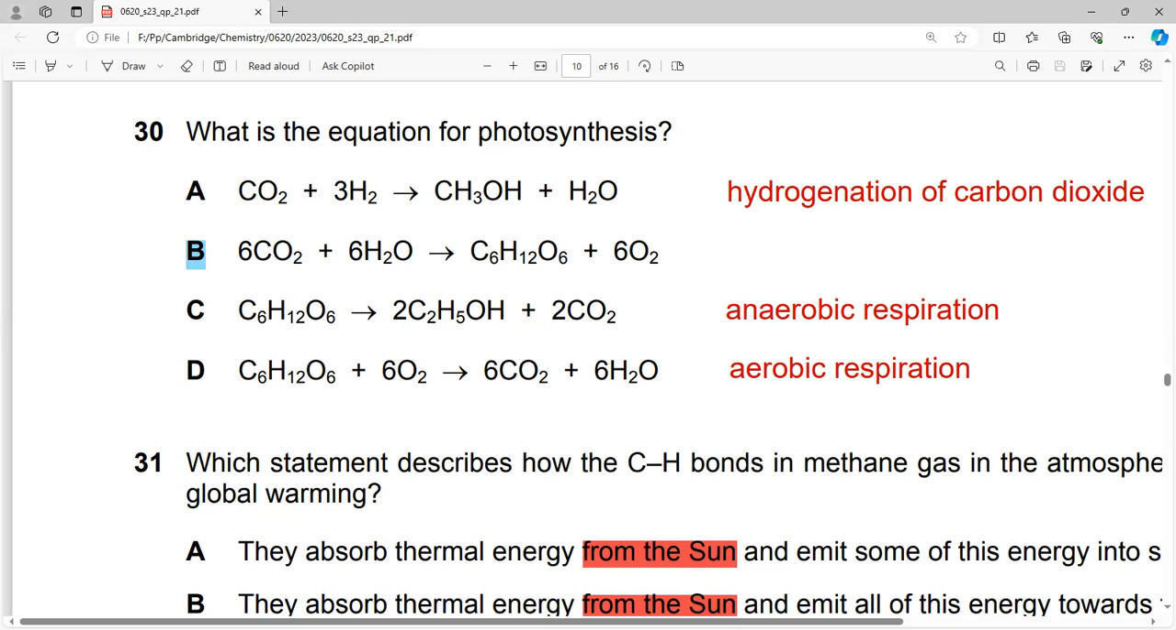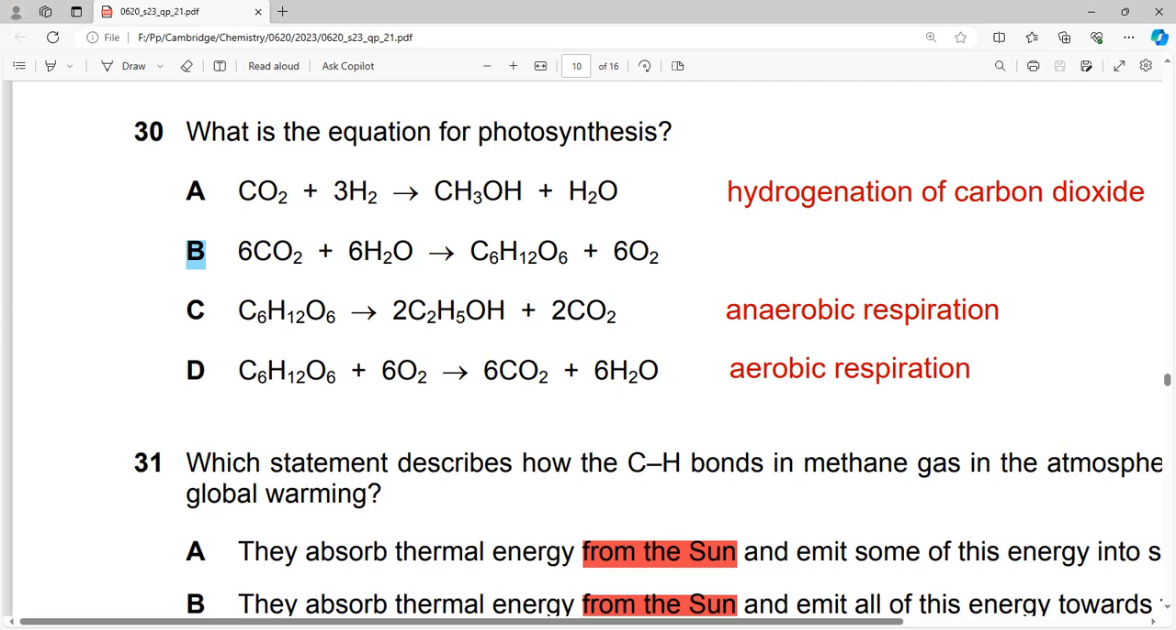The first equation is carbon dioxide reacting with hydrogen and producing alcohol and a water molecule. So this is not photosynthesis. This is hydrogenation of carbon dioxide. While in B, you can see the carbon dioxide is reacting with the water and producing glucose and oxygen. So that is our correct photosynthesis equation.